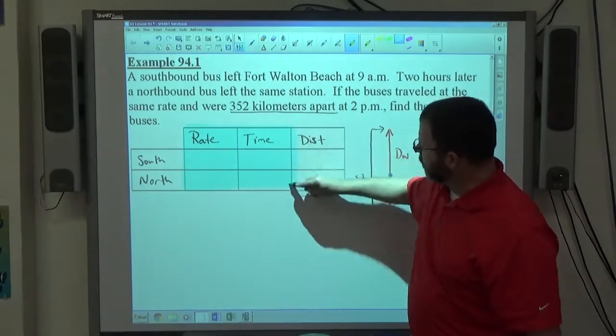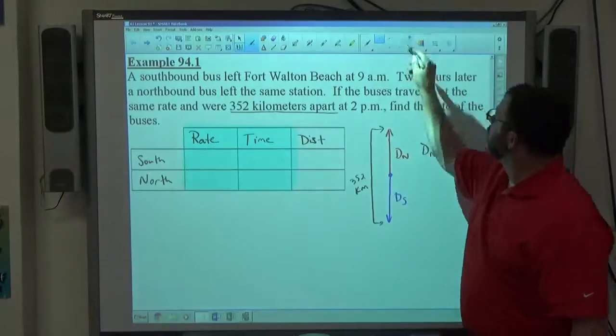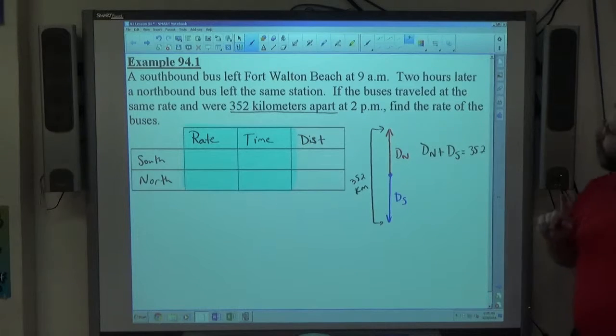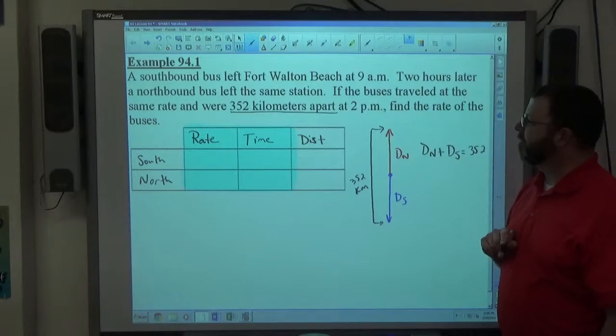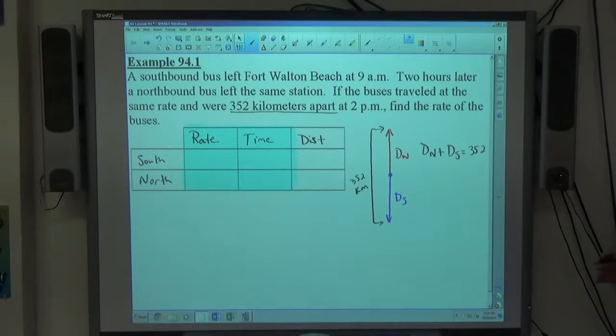So these four boxes, I should say, need to be filled in with something. So I start reading the problem again. I'm looking for specific speeds, specific times. Okay? So, does it say anything about how fast they're going? No. Nothing at all, besides them going the same. Okay? They don't tell us what the rate is, but they're going the same rate.